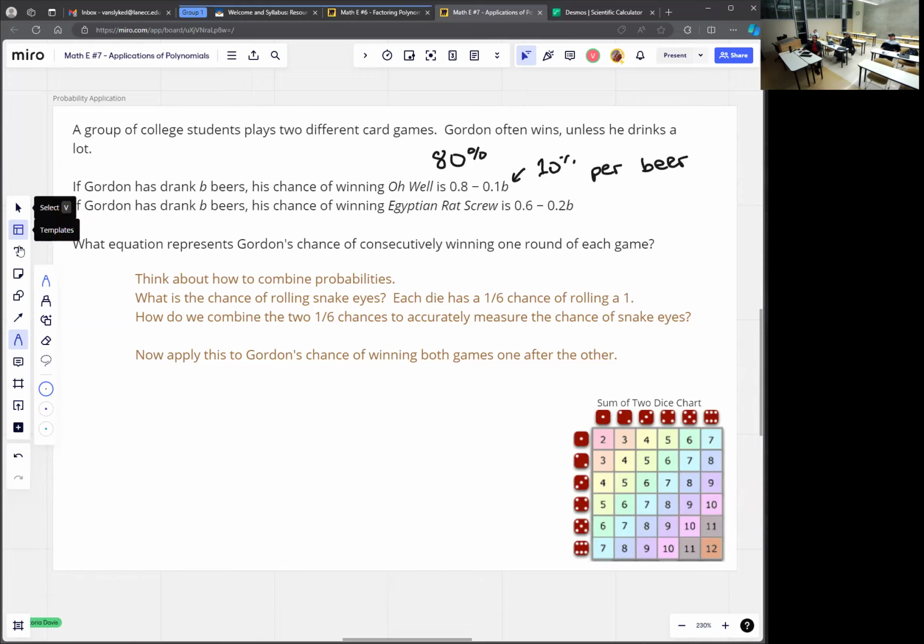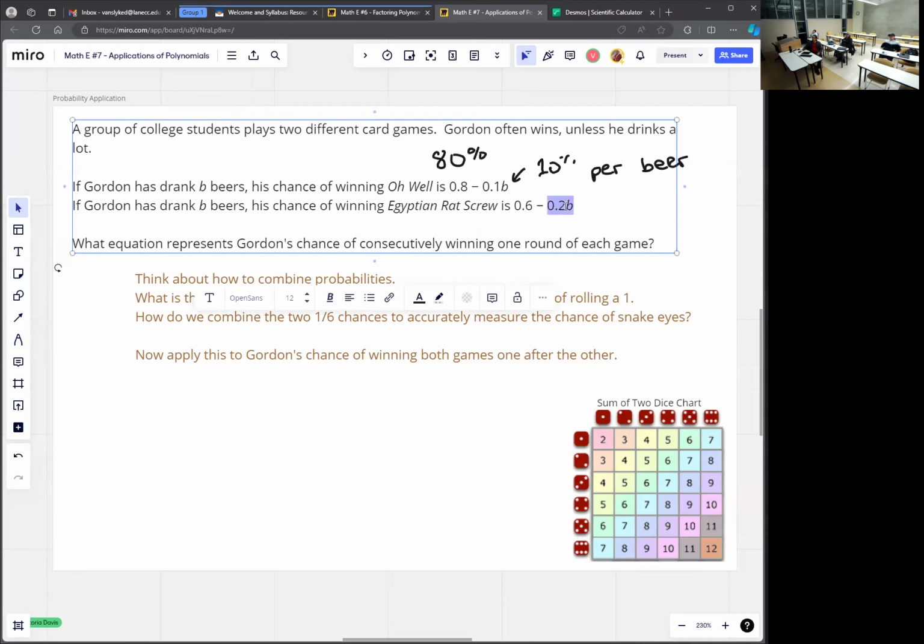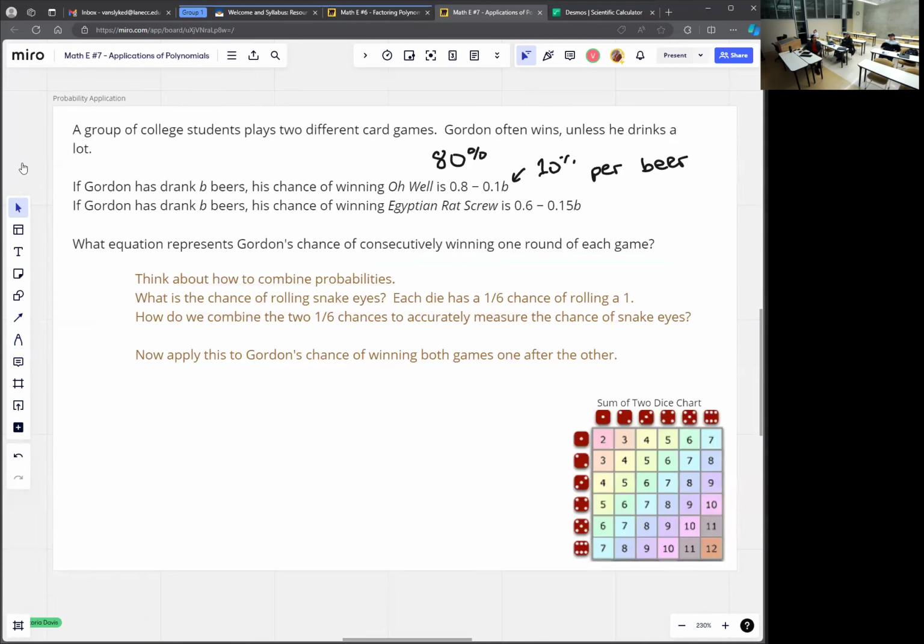Actually, I'm going to edit it. That's my problem. I'm going to just change it. Say, let's make this 0.15B, partly to scare Victoria and partly so that he gets to zero with four beers for both of them. Okay, so if we want an equation to talk about the chance that he plays one game of Oh Well and one game of Egyptian Rat Screw and he wins both.